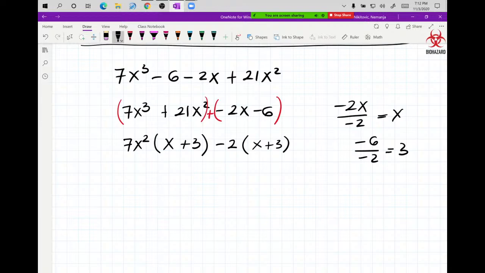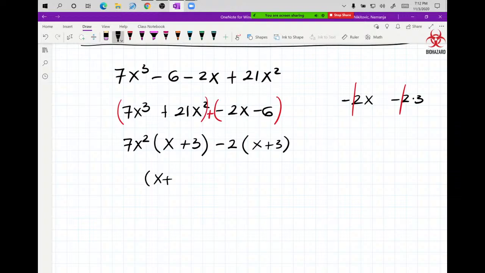When you are factoring something out, you're technically doing the division. Now, if you don't like that division part, you can also go back to what we used to do before. Negative 2 times x, and then negative 2 times 3. We are kicking out negative 2, so what's left is x and the 3, x plus 3. So now x plus 3 is common, and the leftovers are 7x squared minus 2.